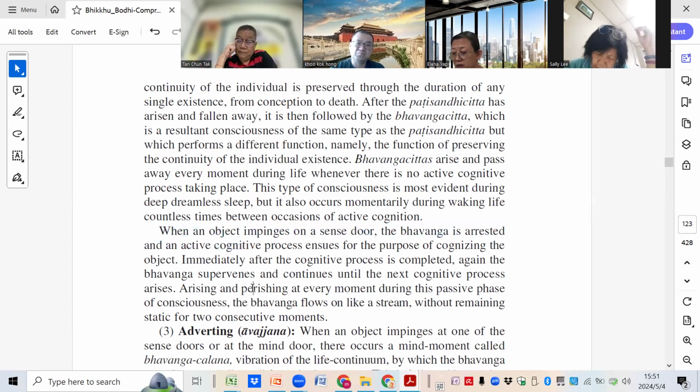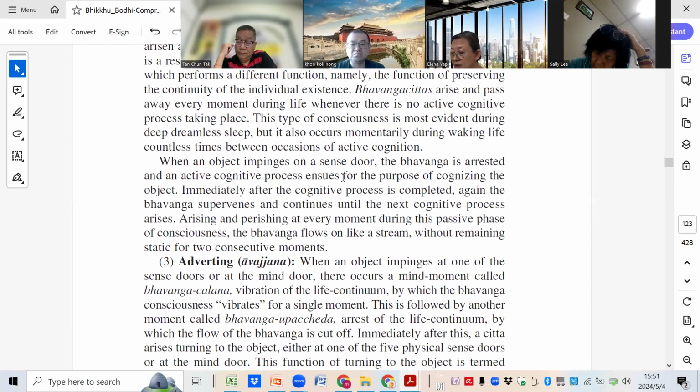When an object impinges on the sense door, the bhavanga is arrested and an active cognitive process ensues for the purpose of cognizing the object. Immediately after the cognitive process is completed, again the bhavanga supervenes and continues until the next cognitive process arises. Arising and perishing at every moment during this passive phase of consciousness, the bhavanga flows like a stream without remaining static for two consecutive moments.